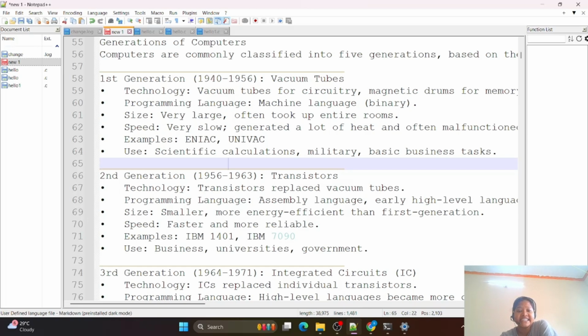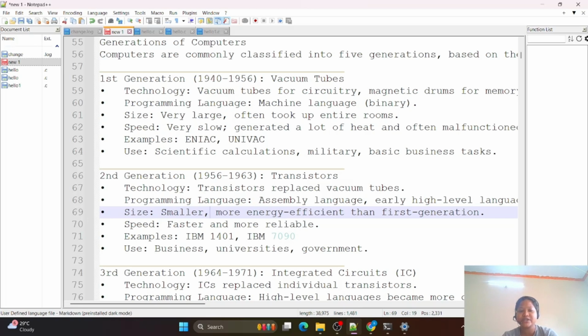So the technology used was transistors, replacing vacuum tubes. Programming language, in this generation, a couple of languages came forward, such as assembly language and early high level language. Okay, because time is moving on, isn't it? Time is moving on, and some development is actually coming into the picture. The size was smaller than the first generation, obviously, because they were growing towards development, and they were trying to learn something from their mistakes.